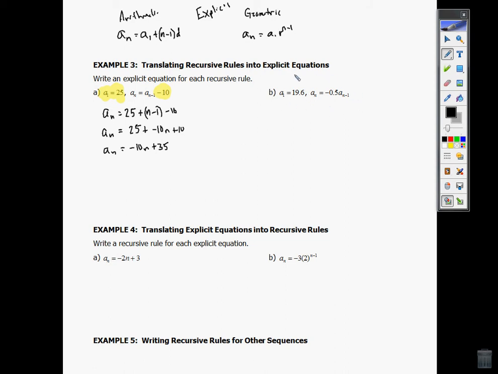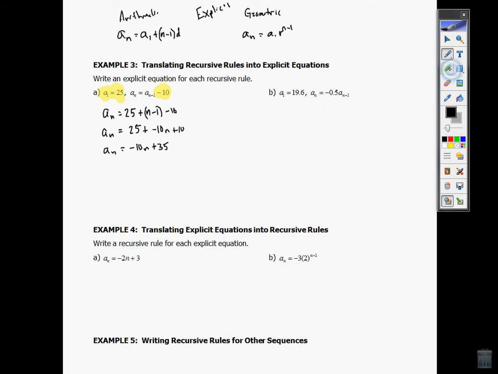Now let's look over here. Here I have a recursive definition of a geometric sequence. I knew over here that this one was arithmetic because of the form of the recursive definition. I have subtraction of 10. That tells me that there's a common difference. Over here, I have multiplication by negative 0.5. So that tells me that this over here is going to be a geometric recursive definition.